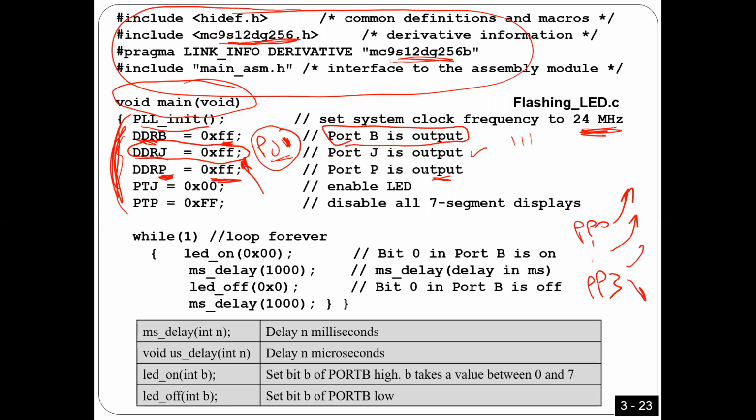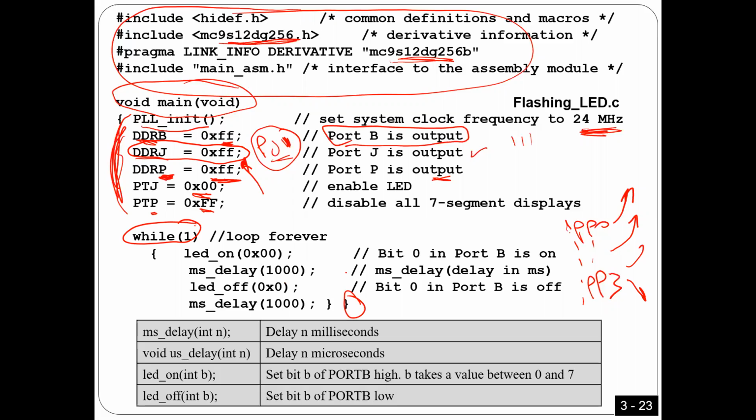Okay, and then here I'm gonna write 00 in port J, and here I'm gonna write FF on port P, because if you want to disable the 7 segment, you have to write 1 1 1 1 1 here. Okay, so this part is initialization. It is exactly similar to the assembly code I taught before, but the only difference is that I'm just using C commands. Okay, and now I'm gonna create an infinite loop exactly similar to what we did before.